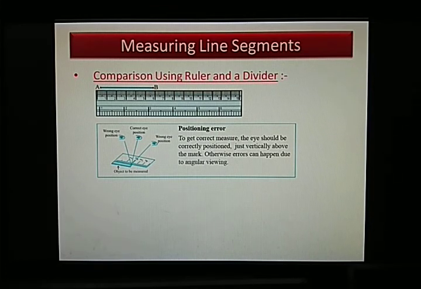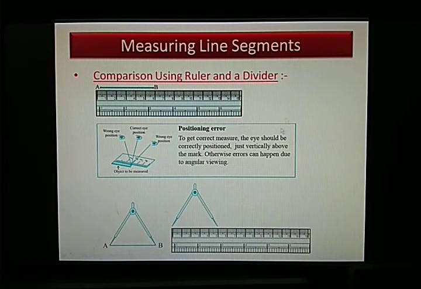Say it is 4.5, but through our eye we have seen it as 4.6. Some might even see it as 4.4. All this happens due to the position of the eye. We have to actually look at it vertically, straight down, at a 90-degree angle. But most of the time if you look from the side, we might get a wrong measurement. So in order to correct this positioning error, we will use a divider.